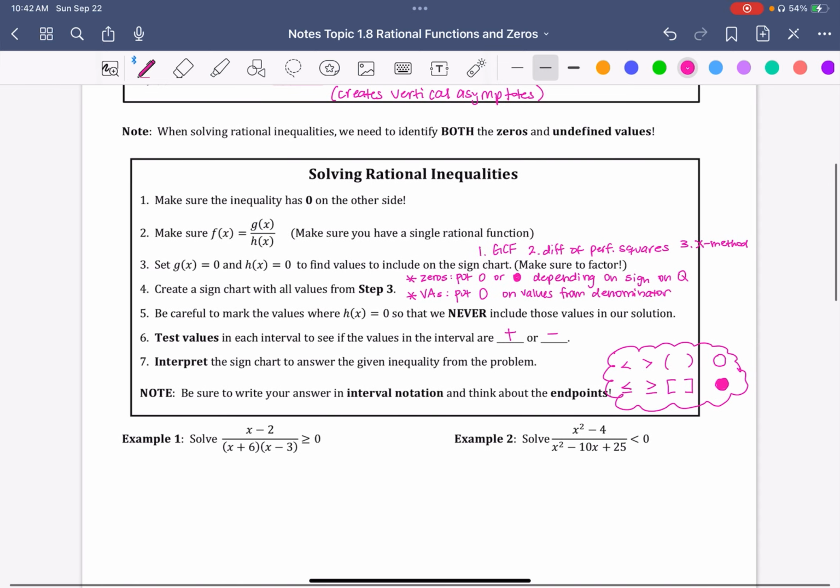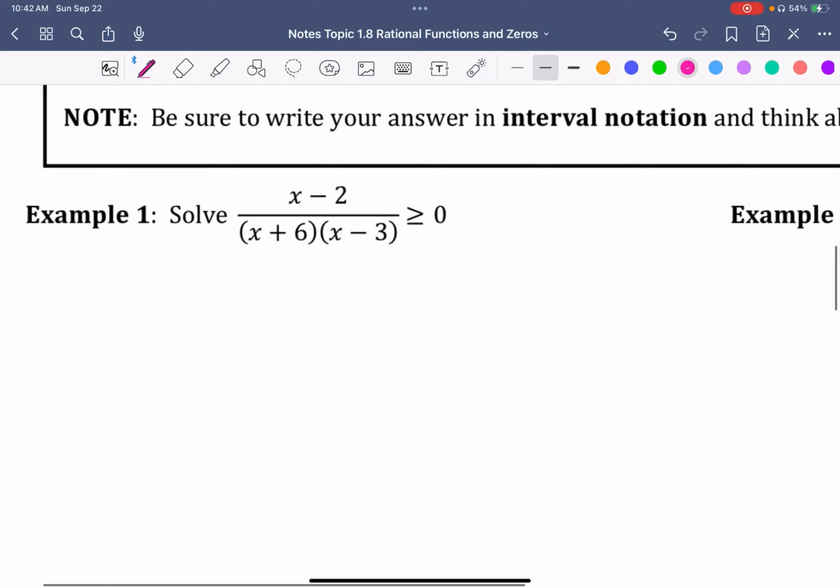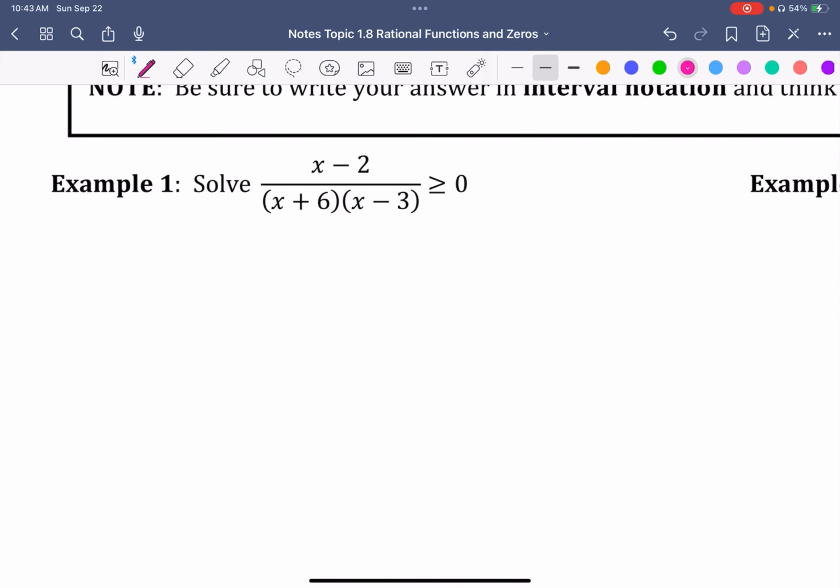Okay, so let's get started with some examples. So example 1, x minus 2 divided by x plus 6 times x minus 3 is greater than or equal to 0. To start off, I understand that this problem is asking me to find where the y values are positive, and I'm also going to include the zeros.